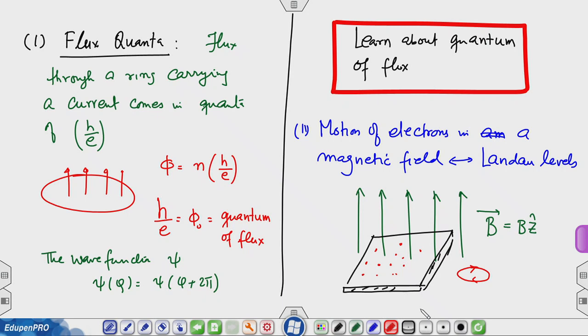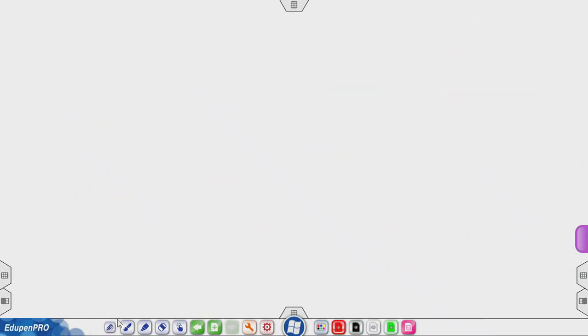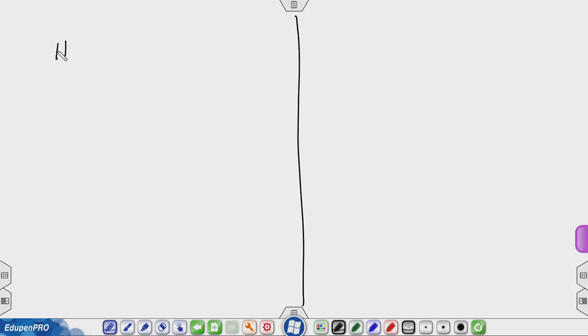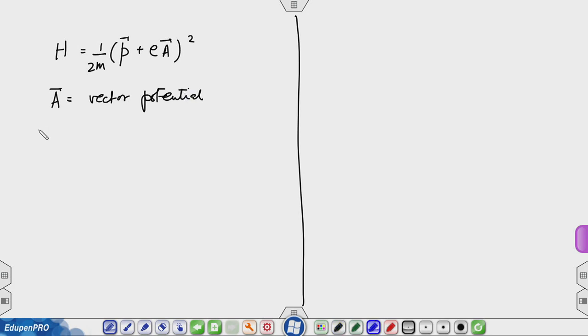Quantum mechanically, the motion is going to be defined by the Hamiltonian and the wave function. So, the Hamiltonian for this is going to be p plus E A whole square 1 over 2 m. That is the Hamiltonian, where A is the vector potential and it has a freedom to be chosen within some gauge. What I am going to work in is called Landau gauge.